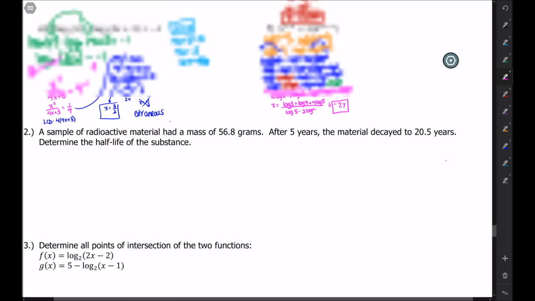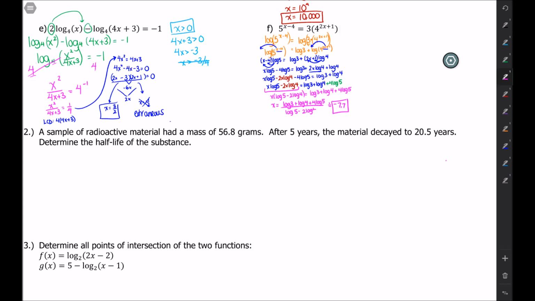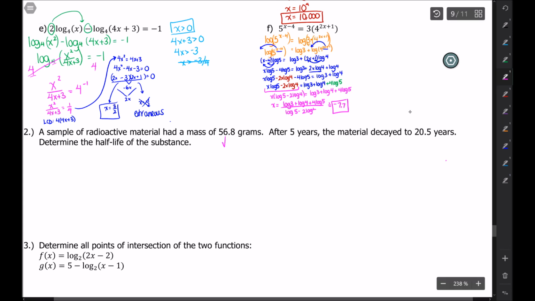Question 2 says a sample of radioactive material had a mass of 56.8 grams. So this right here is our initial value, okay? So this is our initial amount. After 5 years, the material decayed to 20.5 grams. So this is our t, and this right here is our actual amount. So determine the half-life of the substance.